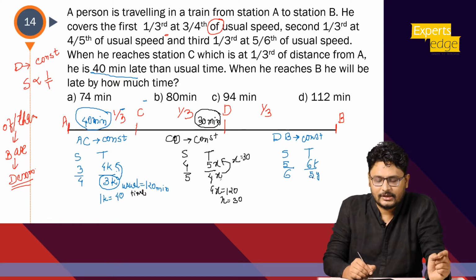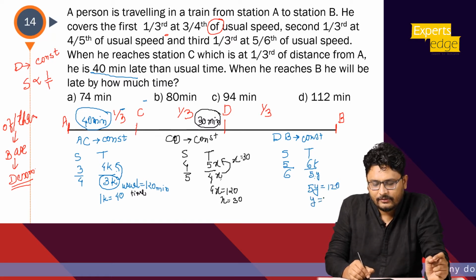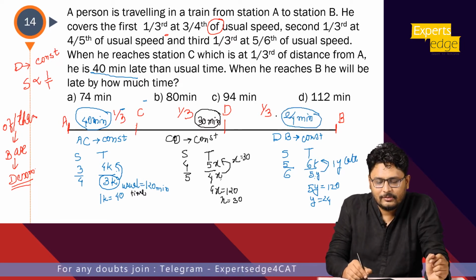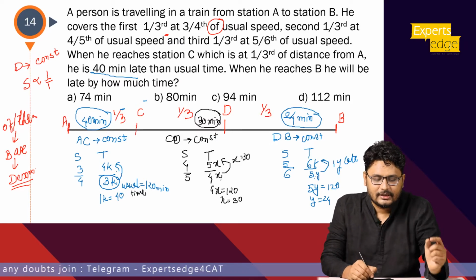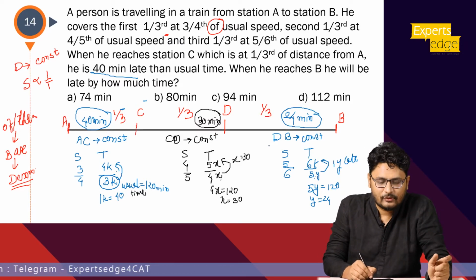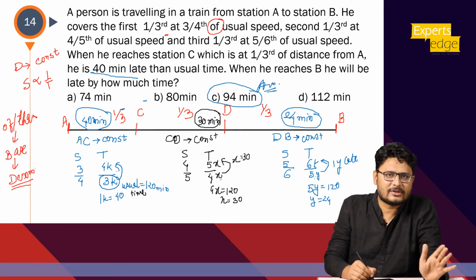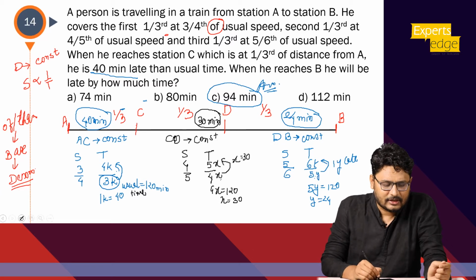Again, what is the usual time? Usual time is 120. So I'll again equate 5y with 120, so I'll get y as 24. And here again he is getting late by 1y, so technically he is late by 24 minutes only. So यहाँ पे 24 minute again late. So how much total will he be late? Here 40 minutes late, here 30 minutes late, and in the last patch 24 minutes late. That is nothing but 94 minutes, which should be my answer. So basically एक question में 3 छोटे छोटे question थे. Now let's look at the next question.